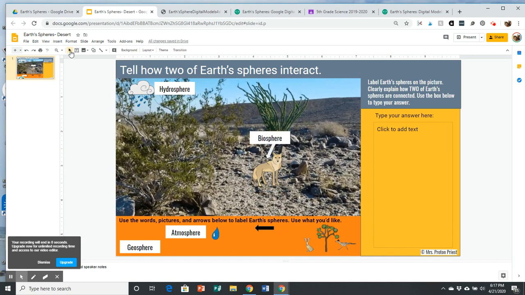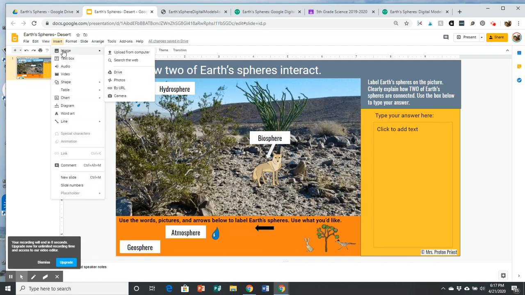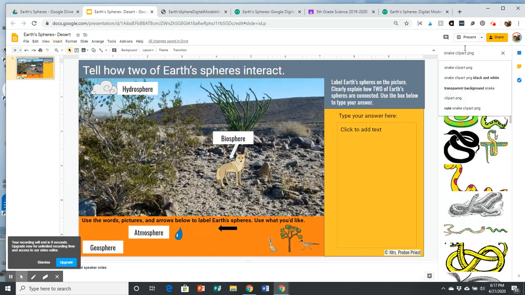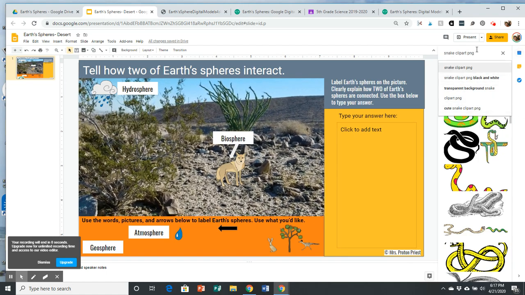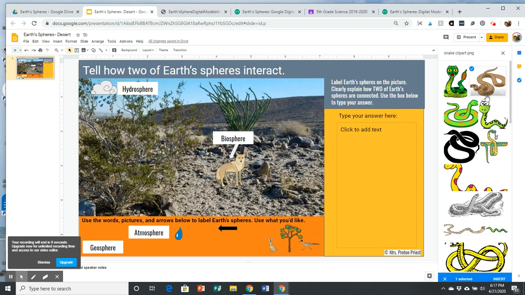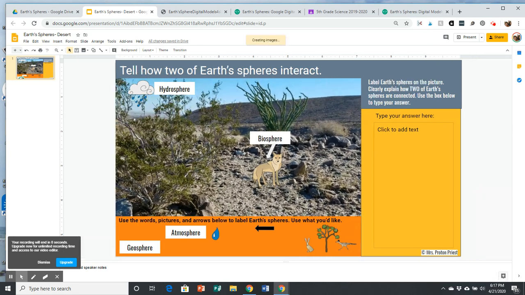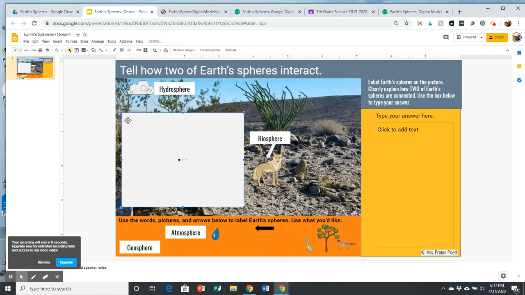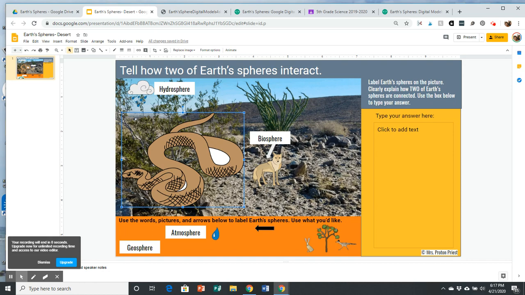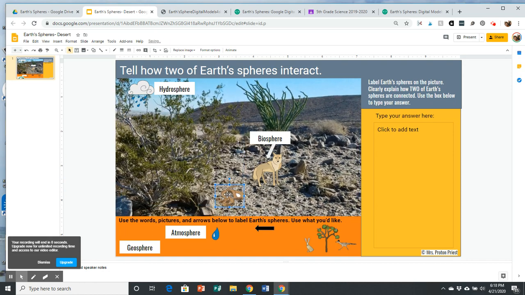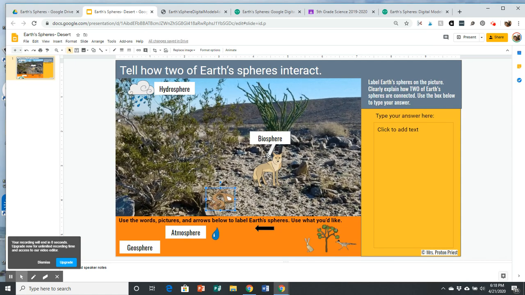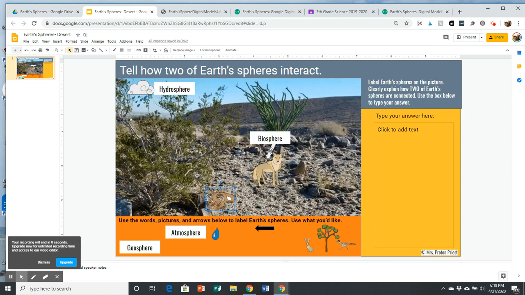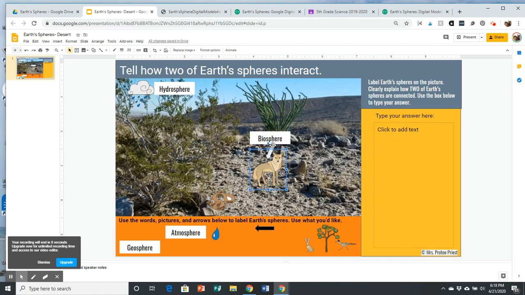If I want to bring in something else, I can do insert, image, search the web. And I did snake clip art PNG. And I'm going to take this brown snake because he'll be camouflaged. That would be something we might see in the desert. When I go to this corner, I can make it smaller and I can move it around. Okay, so that's another piece of the biosphere.